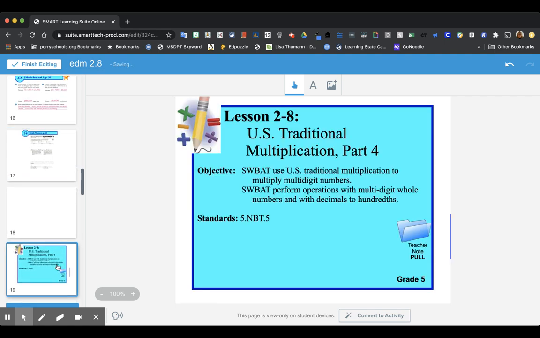Again, today we were using U.S. traditional multiplication to multiply multi-digit numbers. We were also performing operations with multi-digit whole numbers and with decimals to the hundredths. Now you may head on over to your math Canvas course and work on your independent work.